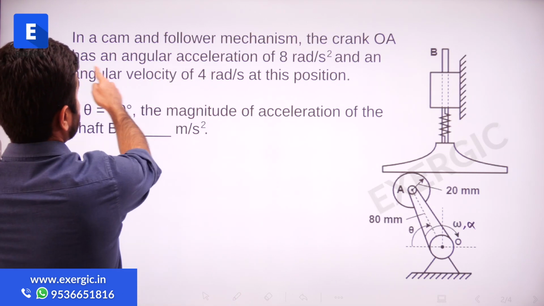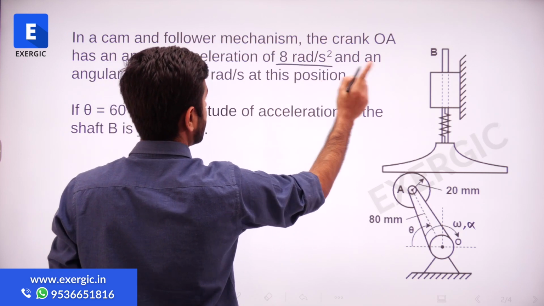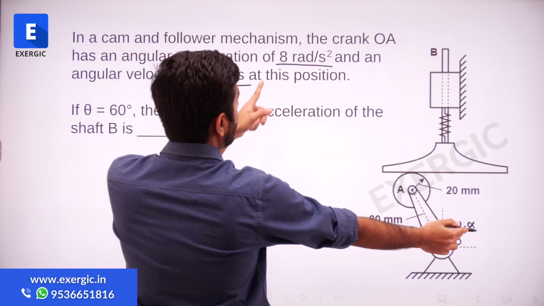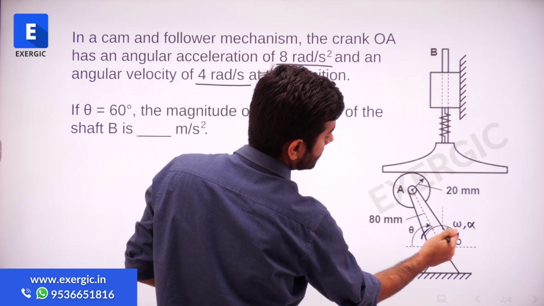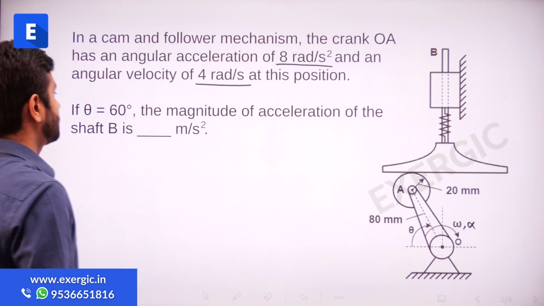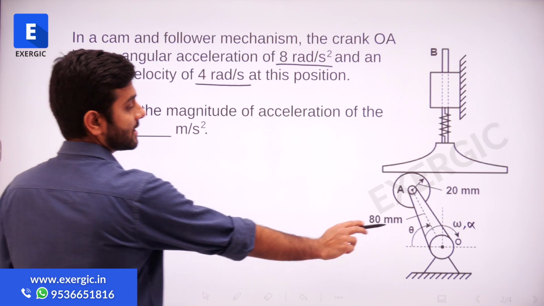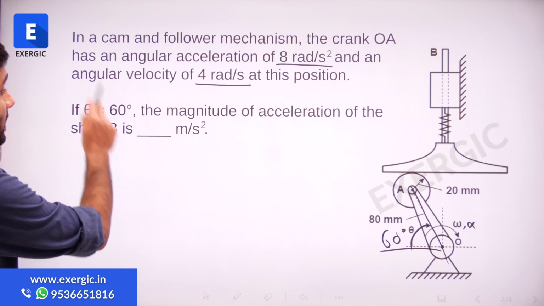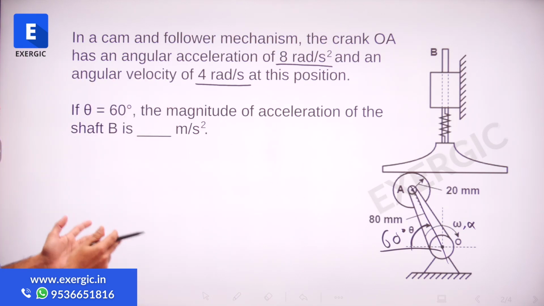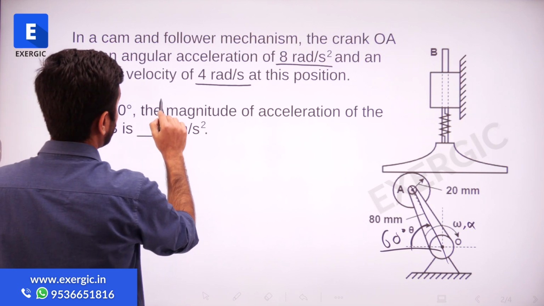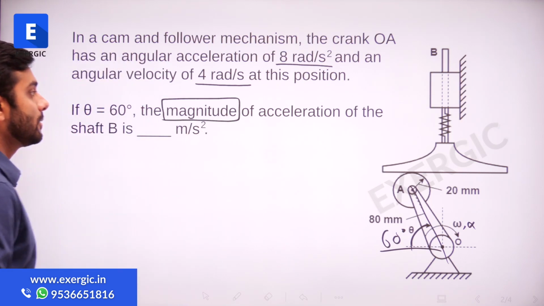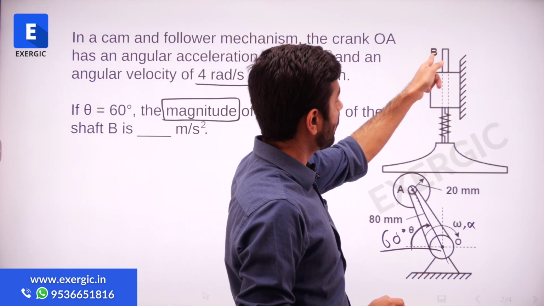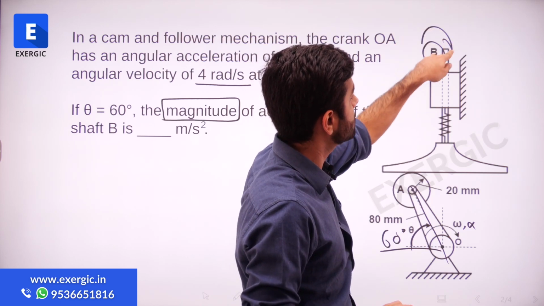The OA has been rotating with an angular acceleration of 8 radian per second square, that is given, and an angular velocity of 4 radian per second. So omega is 4 radian per second, alpha is 8 radian per second square in this direction, which has been shown to us. At theta equal to 60 degrees, when OA is making an angle of 60 degrees, what is the magnitude of acceleration of shaft B in meter per second square? The magnitude you have to tell, important point to note, of acceleration of shaft B. As you can see, this point B is written here, and this is the shaft B it is talking about.